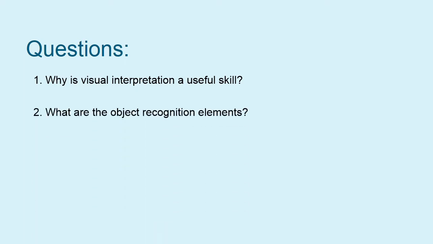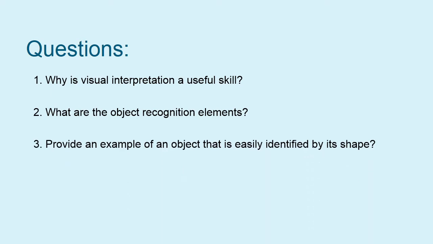Now with that, I'll go to questions very quickly. You can pause these whenever you like, and you can go to part 2 to get the answers to these questions. So pause as you like, but what I'd like you to tell me is why is visual interpretation a useful skill? What are the recognition elements? And can you give me an example of an object that you could easily identify by its shape, something other than the baseball diamond?